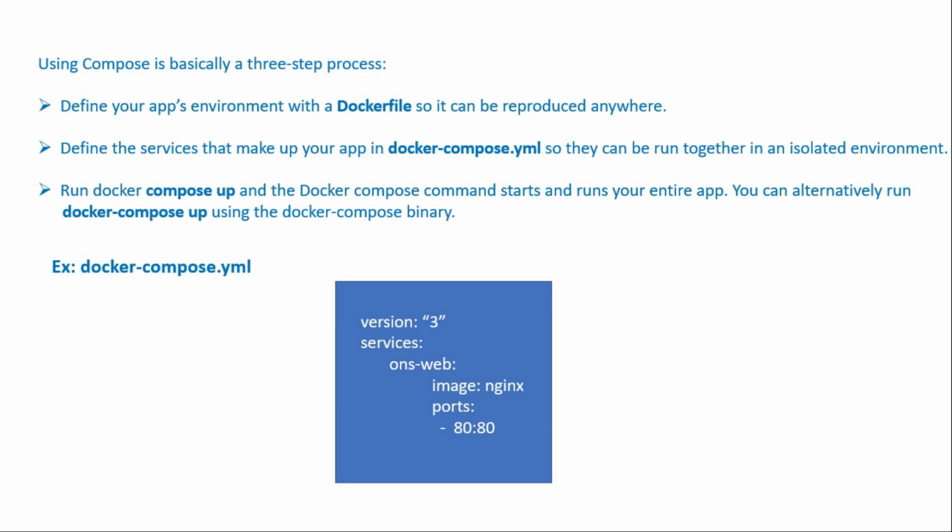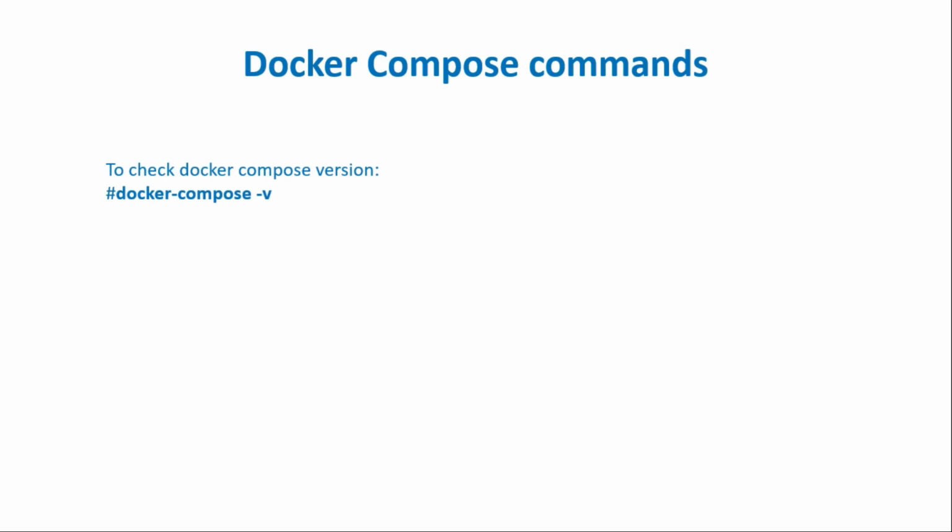So let's move on to another thing, where we will see some commands of Docker Compose. Our first command is to check the Docker Compose version. We need to type docker-compose -v, which is used to check the version. With this command, we can check what the version is inside our system.